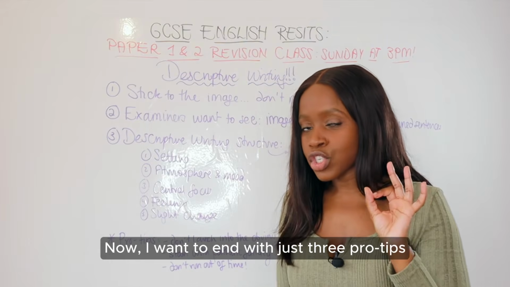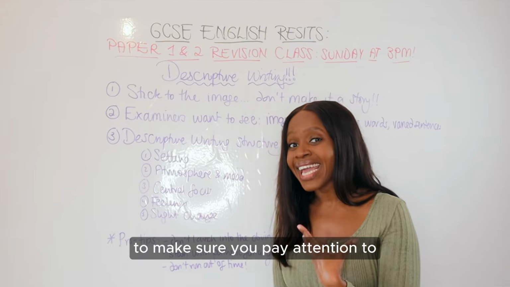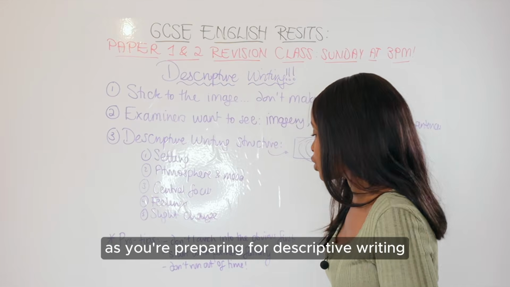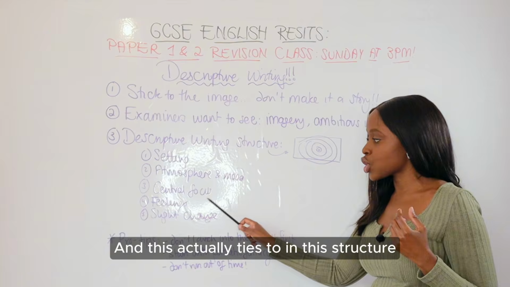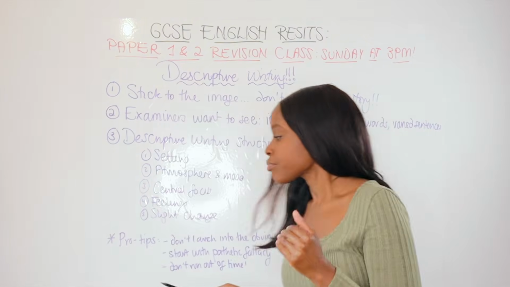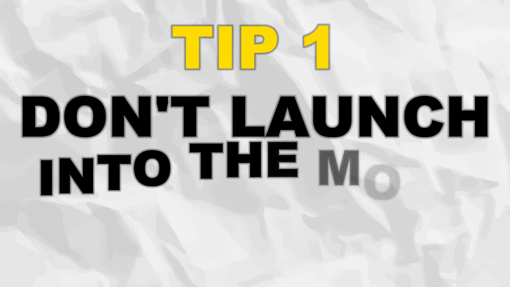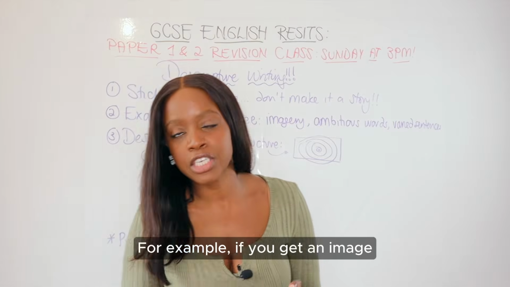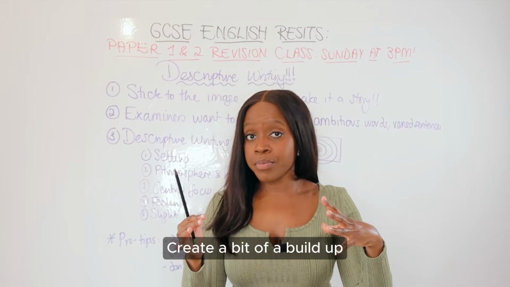Now, I want to end with just 3 pro tips to make sure you pay attention to as you're preparing for descriptive writing. Number 1, and this actually ties to, in this structure, why I always say, describe the most obvious thing in paragraph number 3. The first thing I'd really like to suggest with descriptive writing is don't launch into the most obvious thing. For example, if you get an image, don't launch into the most obvious thing that stands out to you in the image. Create a bit of a build-up, okay?